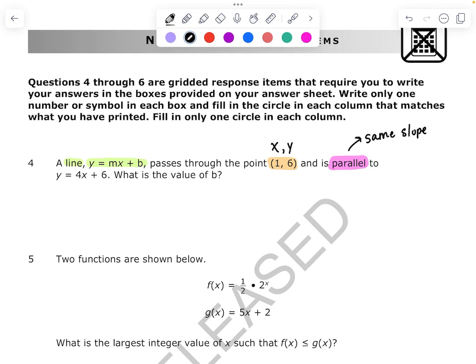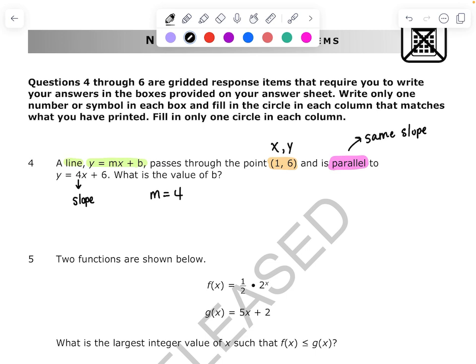And they give us the equation the line is parallel to. In this equation, the line is written in slope-intercept form, so I can easily identify that 4 is the slope of the given line. So we know that our slope also needs to equal 4. That is a value for m. And we also have a value for x and y, the point (1, 6).